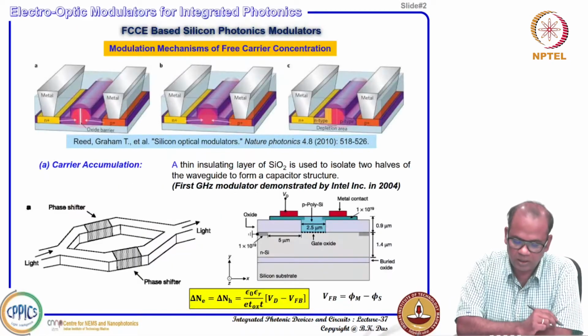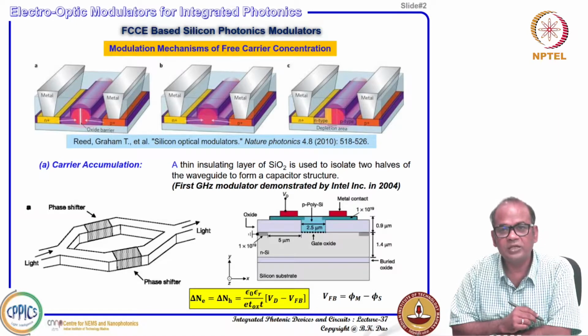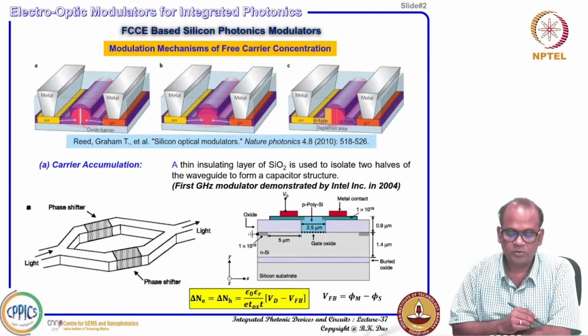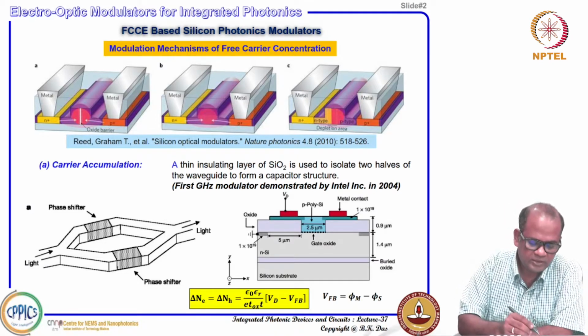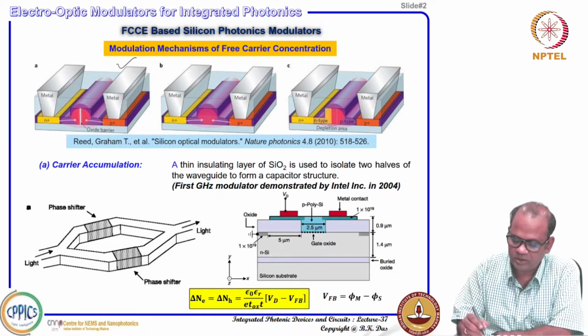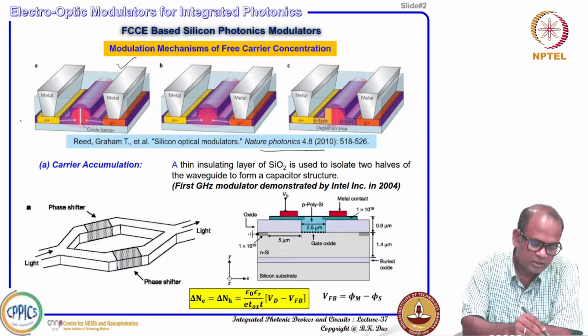So let's try to see what are the main mechanisms used for exploiting free-carrier concentration. Okay. So first thing is that I have taken three representative cartoon figures from this paper. It was published in Nature Photonics in 2010 by G.T. Reed, who is one of the pioneer figures for silicon photonics devices and circuits. The first one is this one.